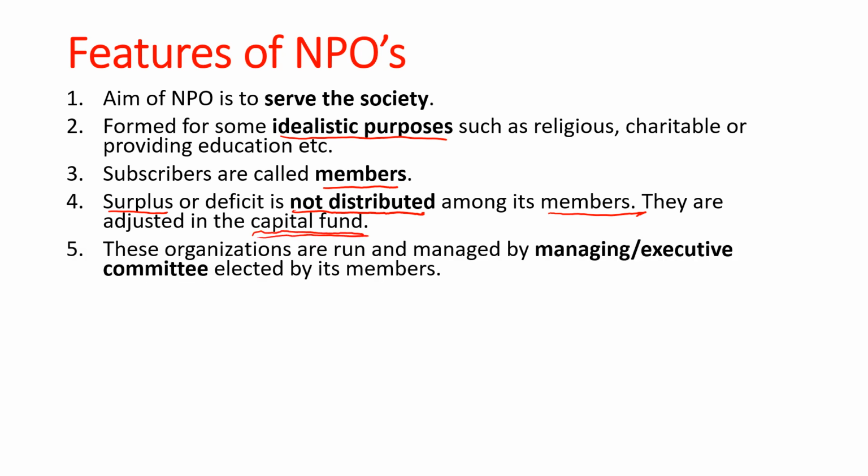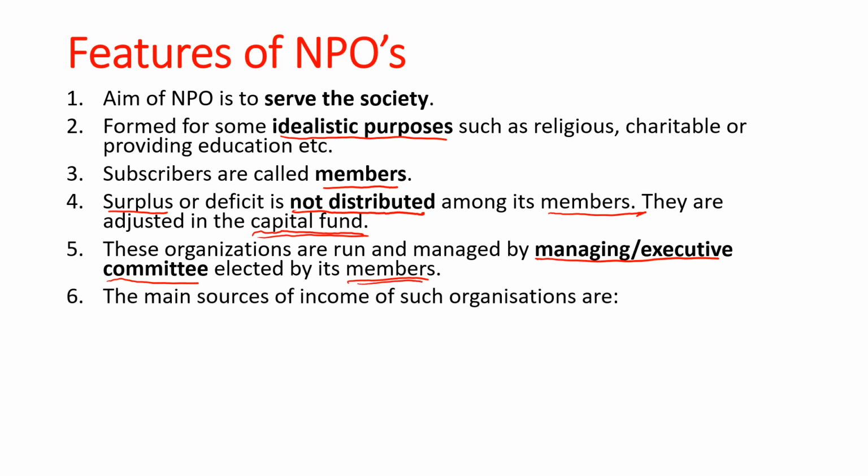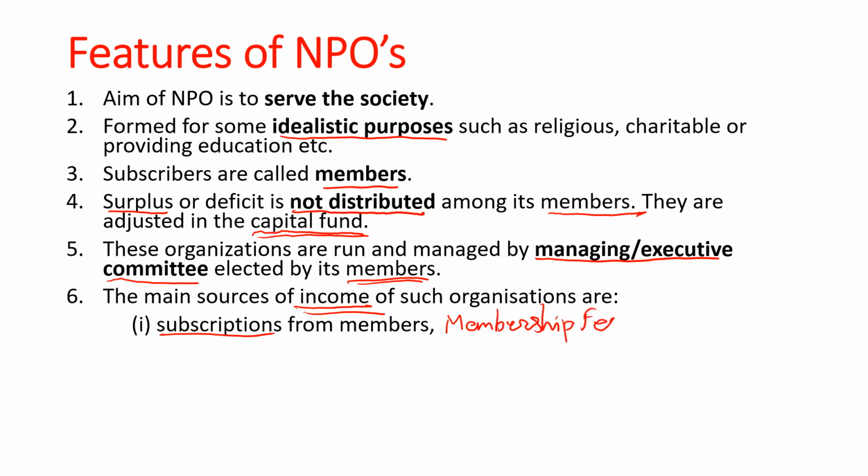Next one, these organizations are controlled by the managing or the executive committee. This committee is elected by the members of that organization. The main source of income of such organizations is, first one, the subscription. Subscription means the membership fees which is paid annually by the members.